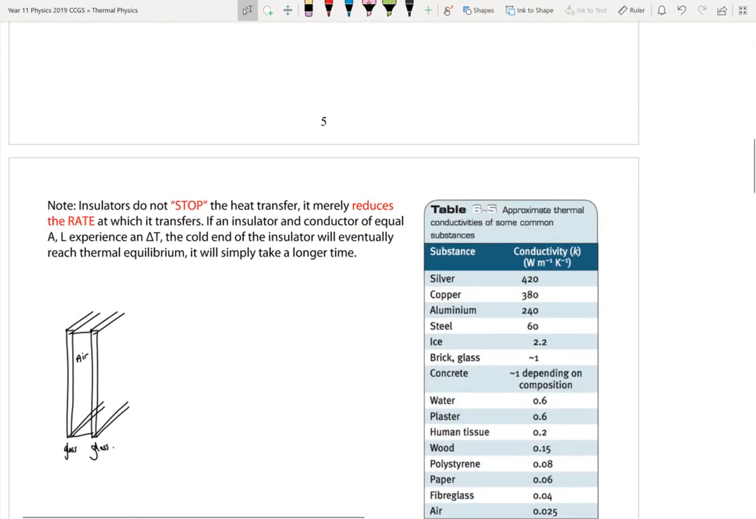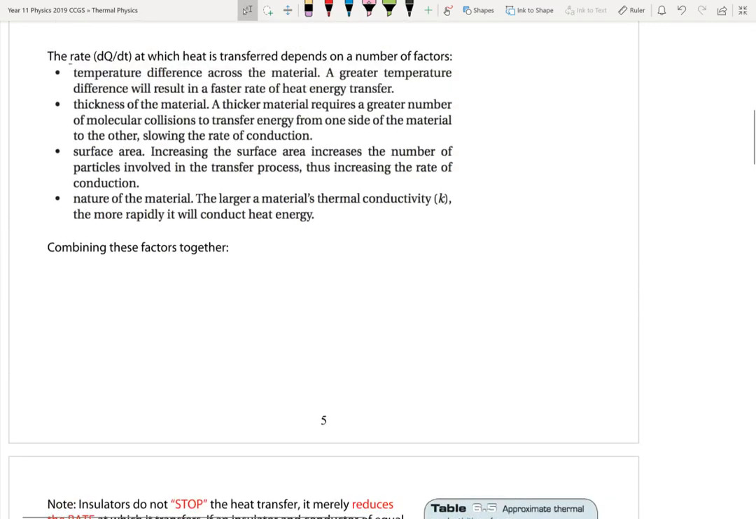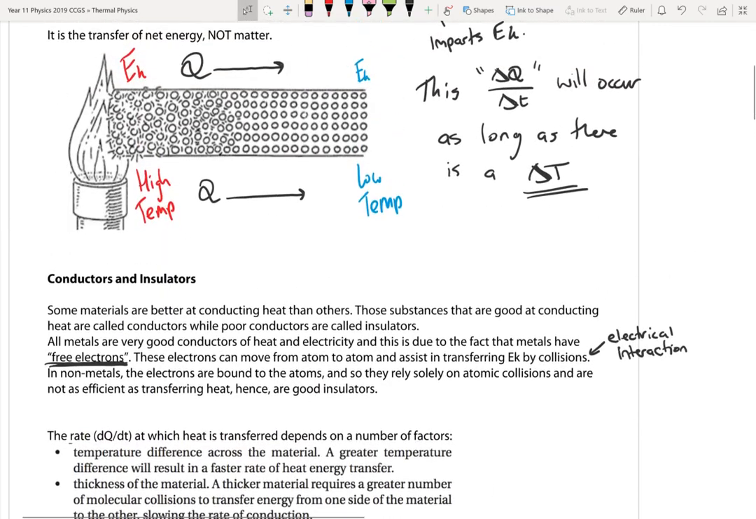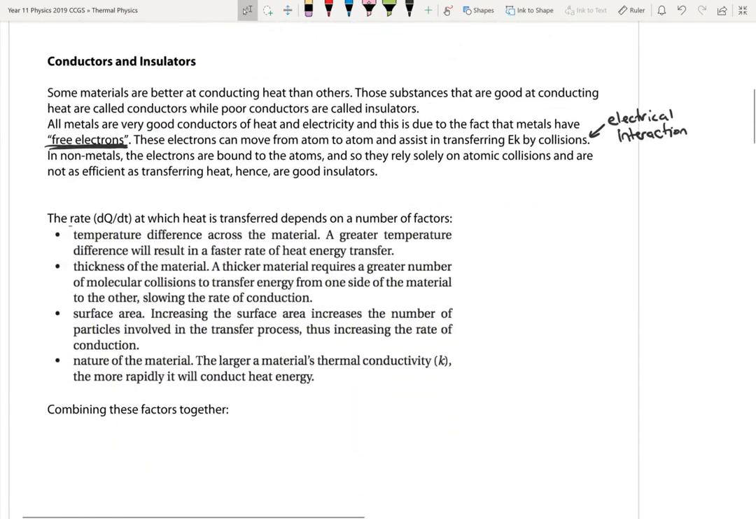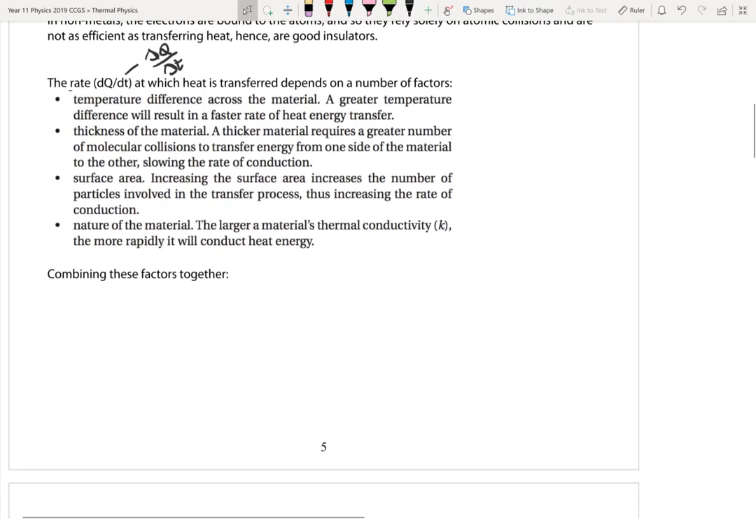Over the page. No, not over the page. Back here. How long have we got? 5 minutes. The rate, or dQ by dt, or delta Q on delta t, depends on a number of factors. Now you may have learnt this equation in Year 9. So first off, the difference in temperature.